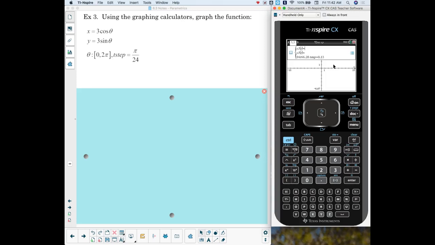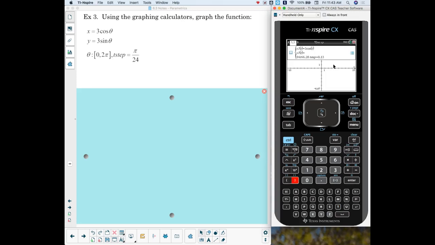The first thing I'm going to type in is 3, and then cosine. Cosine, I can either type it in, or I can go into trig and just select cosine. I can do either or. But do I want theta? I want t, because that's the variable that I am. And I want to put that in a set of parentheses.